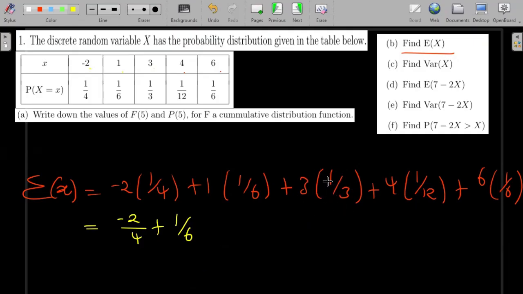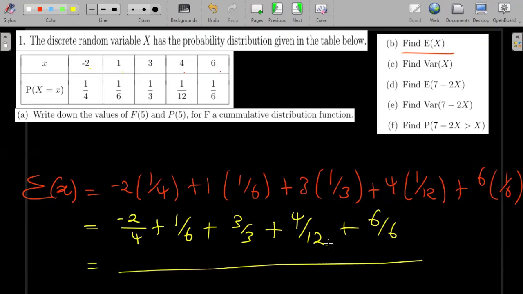Here we have plus 3 over 3. Okay, there we have plus 4 over 12. Then there we have 6 over 6. Okay, and then let's add these now all together. So we're going to say common denominator is 12. So 4 into 12 is going to give me 3. 3 multiplied by -2 is going to give me -6. 6 into this is going to give me 2, plus that to be plus 2.